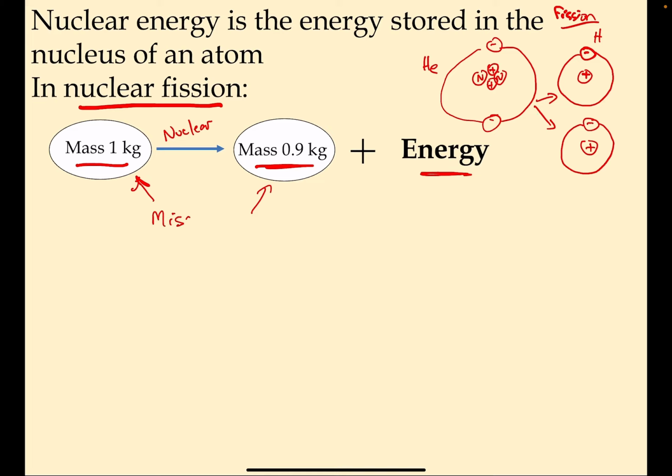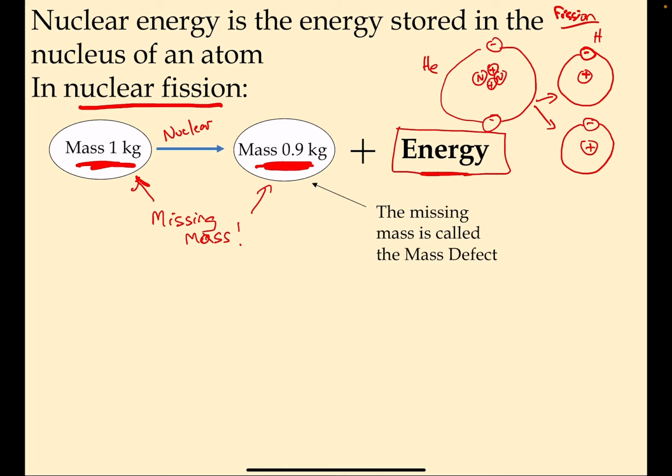You might say, wait a second, where's the missing mass? Maybe you remember from some previous science, there's conservation of mass, right? Whatever mass I start with, I should end with the same mass. Here we end with a different mass. The reason is because some of that mass has been converted into energy. How much energy? The missing mass, first of all, is called the mass defect. If we use E equals mc squared using this mass defect, that will tell us how much energy was produced.